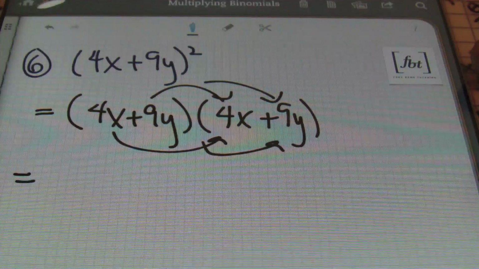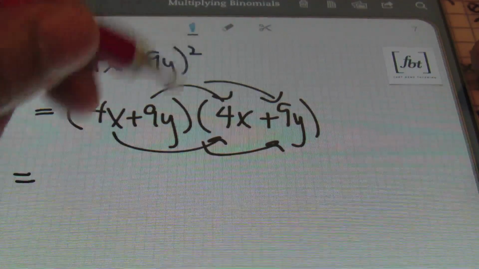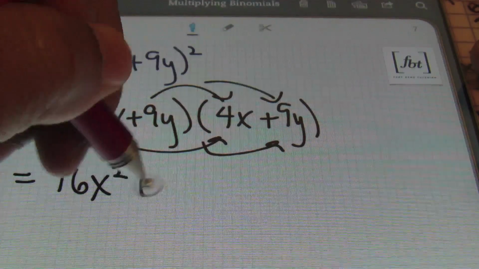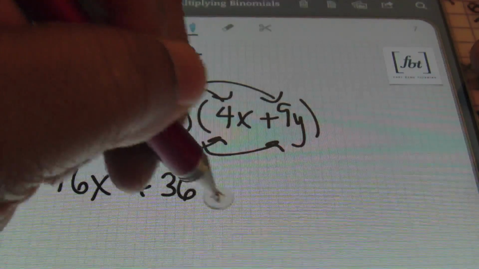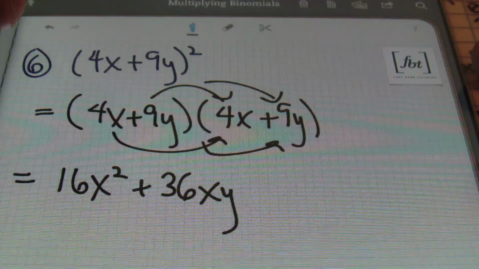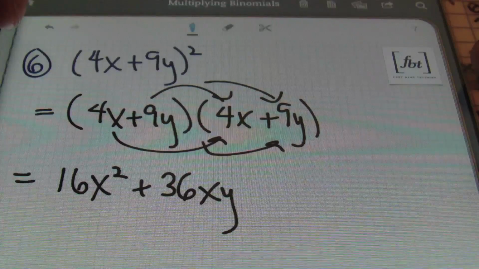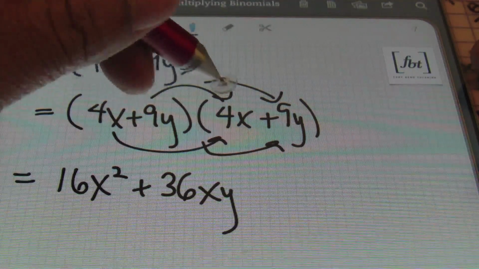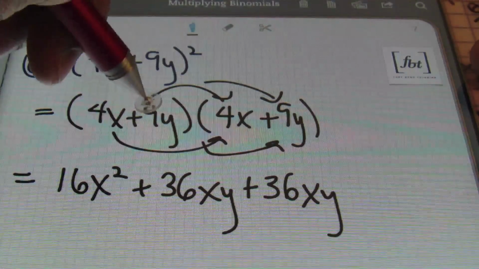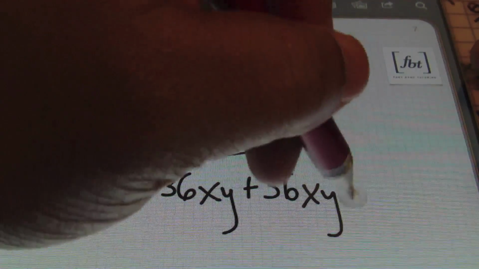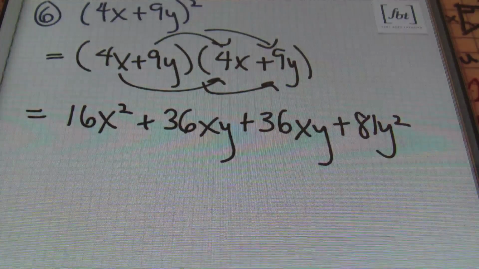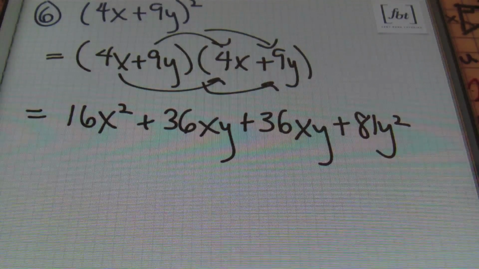That second term is positive, right? So you'll have 4x times 4x. This gives you 16x squared. You'll have 4x times 9y. That'll give you a 36xy. Notice that I'm writing my variables in alphabetical order, and I'll always do that, and that helps me identify my like terms, by the way. So here I'll have 9y times 4x, and once again, this will give me 36xy. And then finally, I have 9y times 9y, which is going to give me a positive 81y squared. Once I've done that, I'm going to attempt to combine any like terms I may have.